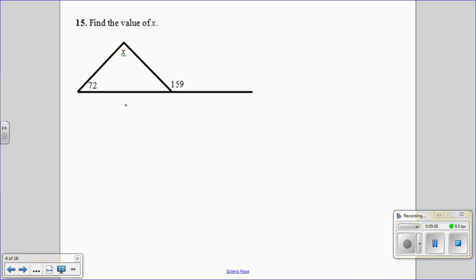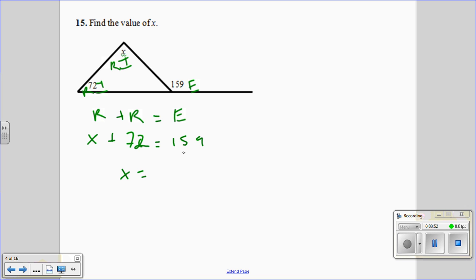All right, for number 15, it wants us to find the value of x. If you notice, x is an interior angle, and 72 is also an interior angle, and 159 is an exterior angle. And x is a remote interior, as well as 72 is a remote interior. So we can use r plus r equals e. So x plus 72 equals 159. So if we subtract 72 from 159, we would know what x is.